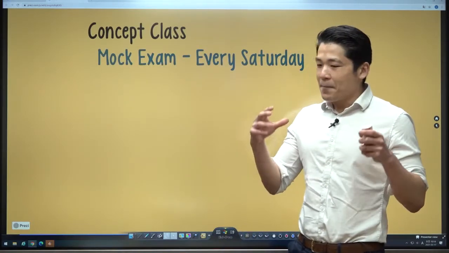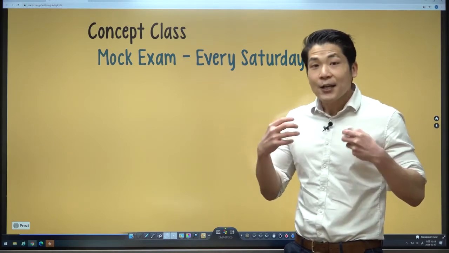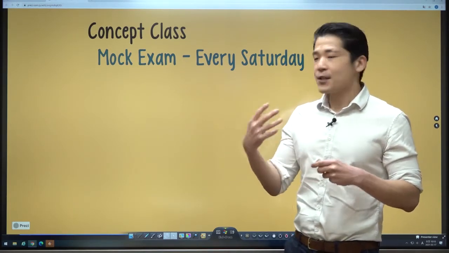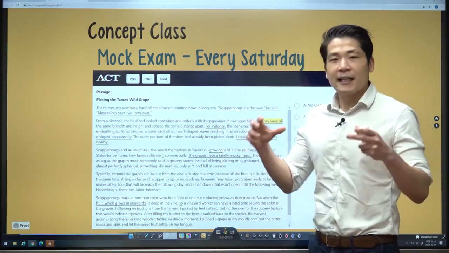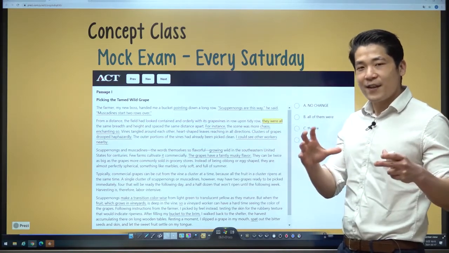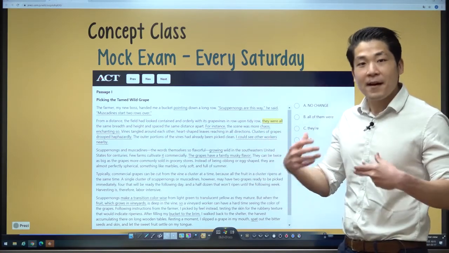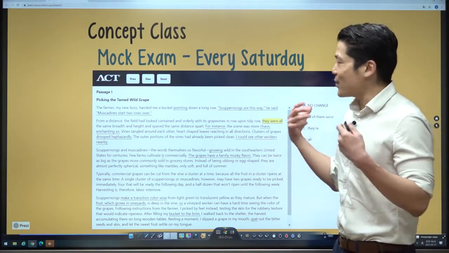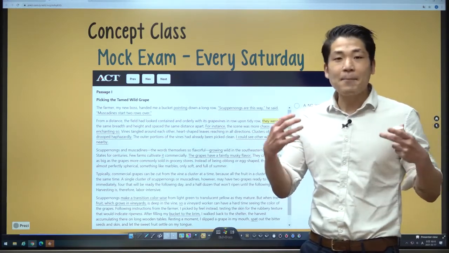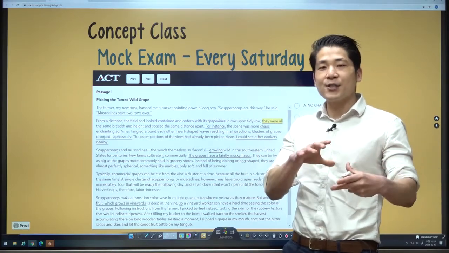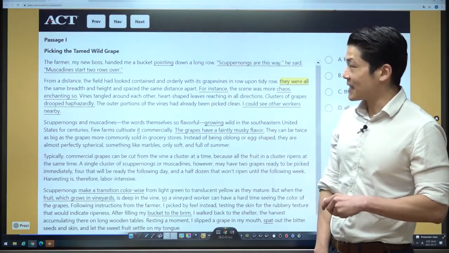Also, the great thing about this class is you'll be practicing an actual test every Saturday. We're the only hagwon in Korea that offers a computer-based test that looks and feels like the actual ACT computer test. So you'll be practicing from that computer system, so that you get the sort of practice you need in terms of time management, the styles of questions, and the types of reading passages that the ACT will ask for this test.